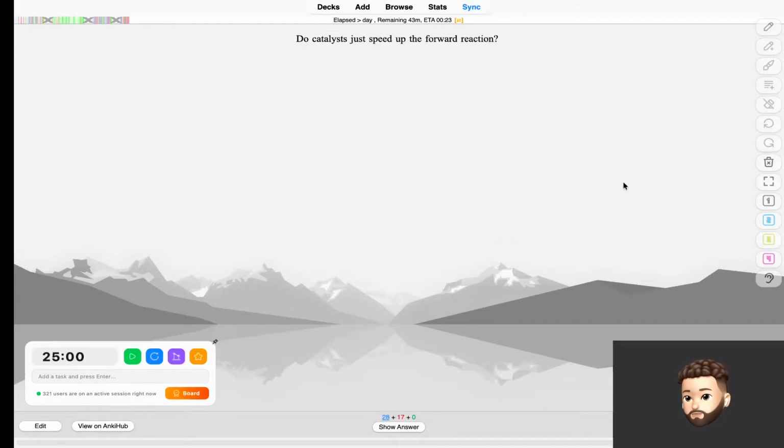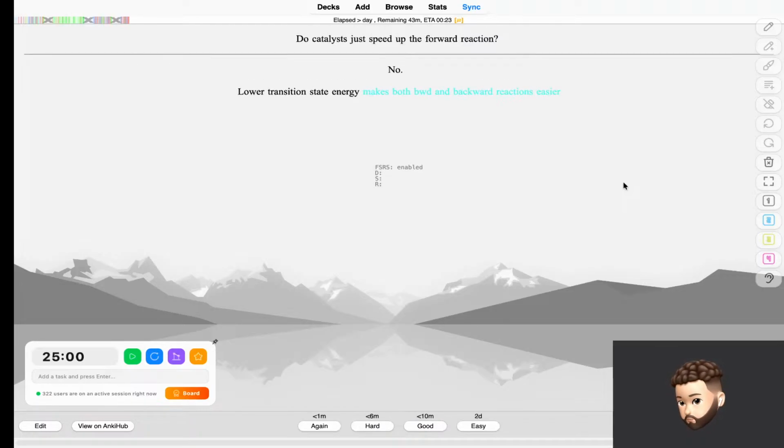Do catalysts just speed up the forward reaction? That's a good question. I think there can be separate catalysts for the forward and backward reactions. I think each direction has its own catalyst. Oh, I was wrong.